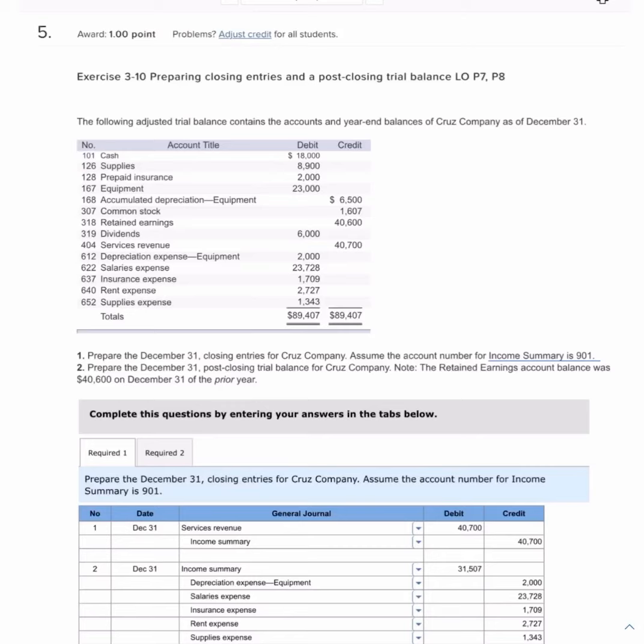So the very first thing we see here is this service revenue account for $40,700. Well, that is a revenue account, and since it is a revenue account, it will need to be closed. So normally you would credit a revenue account. So to close it, you will debit the service revenue account. That is, of course, a revenue type account that goes on the income statement, and it is going down because you are debiting that account. Now, the income summary account, I'm not really going to say what type of account it is. I'm just going to call it a temporary account.